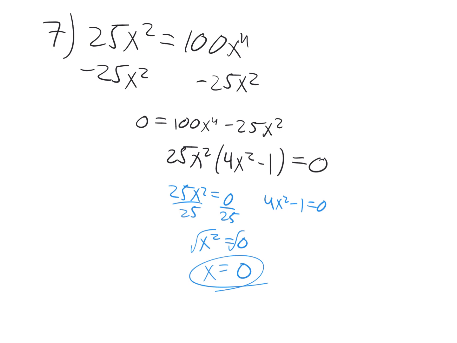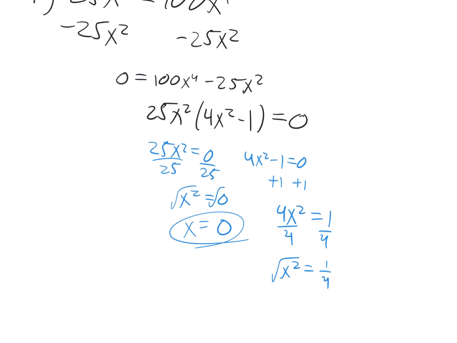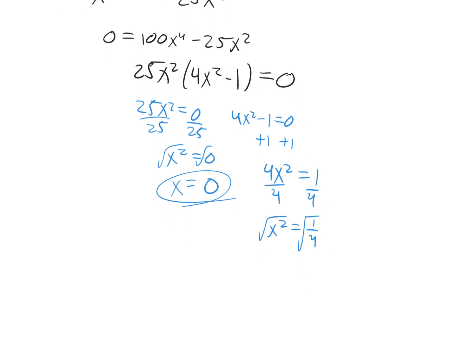And then the other one, we want to add 1 on both sides. And then we get 4x squared equals 1. Divide both sides by 4. We get x squared equals 1/4. And then again, square root both sides. So we get x equals plus or minus 1/2. Remember, if you're dividing under a radical, you can square root the top and square root the bottom.